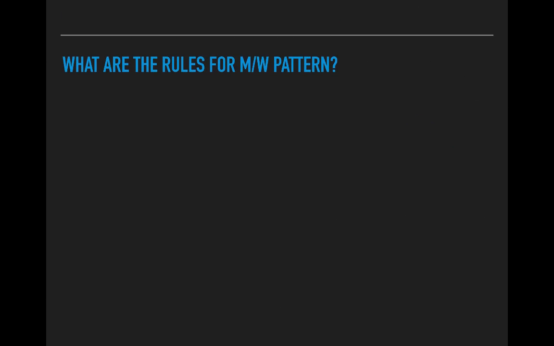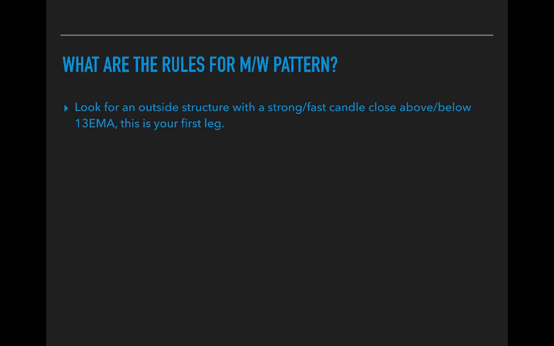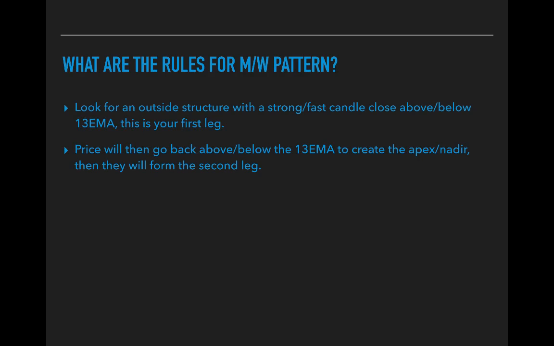Now, what are the rules for the MNW pattern? What are you looking for? You're going to look for an outside structure with a strong or fast candle close above or below the 13 EMA. This is going to be your first leg. If you don't know what an outside structure is, I'm going to show you an example on a chart in a minute, so stay with me. Price will then go back above or below the EMA and create the apex or nadir, which is the middle of the structure. Then it will go back and form the second leg. You'll see that on the chart as well.